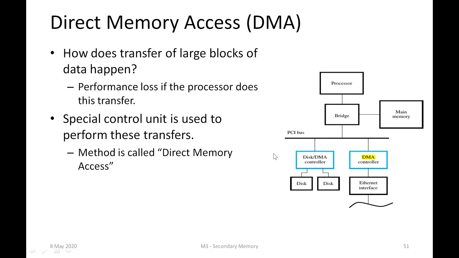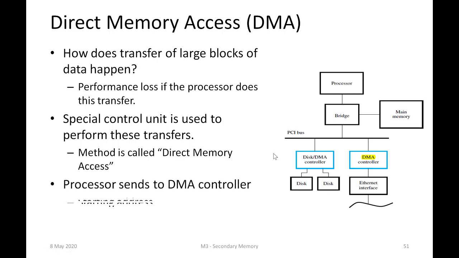Now to initiate or to signal the DMA controller, the processor needs to send 3 bits of information. The first one is the starting address or the starting location of the data to copy, the number of blocks of data to copy. Here the block, you can imagine, can be a 64 byte block, and it would also need to give the direction of transfer, whether it is from the main memory to the secondary memory or the secondary memory to the main memory.